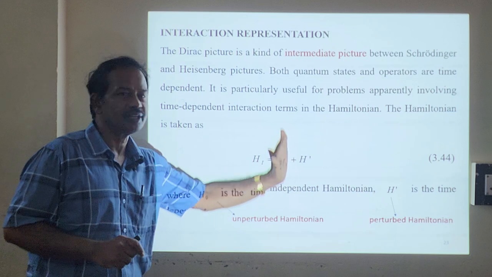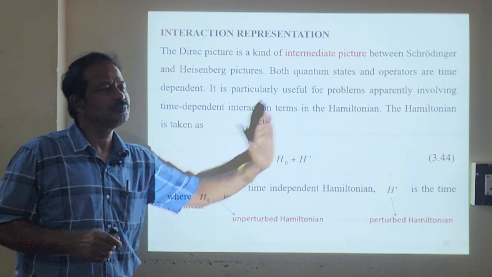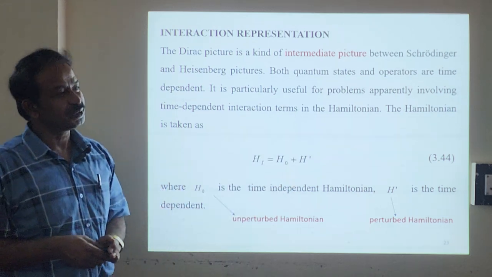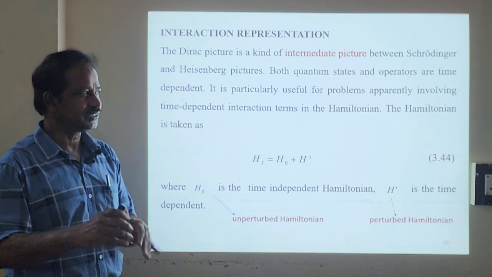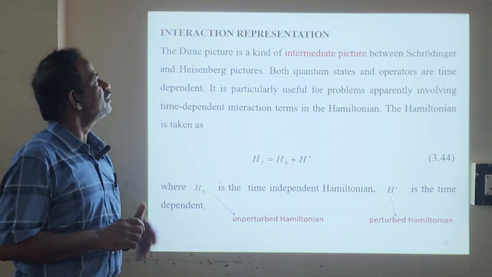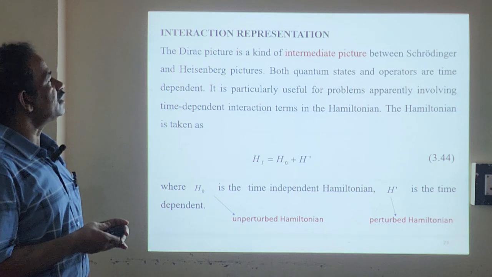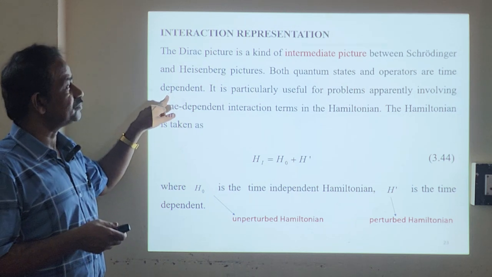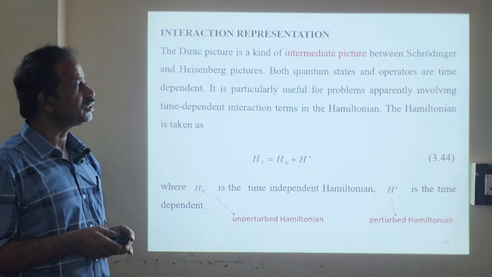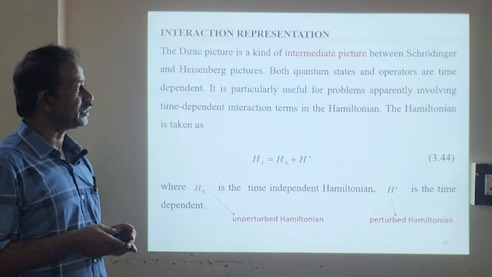So this is something like you have a Schrödinger picture, and this will be something like your Heisenberg picture. So you are going to add these two. So it means exactly like this. Okay. So this is an intermediate picture between the Schrödinger and Heisenberg pictures. Both quantum states and operators are time dependent. It is particularly useful for problems involving time dependent interaction terms.